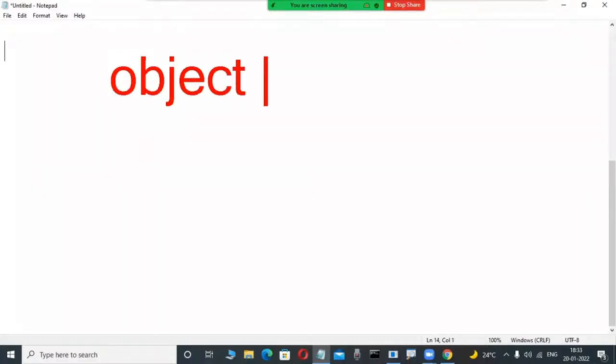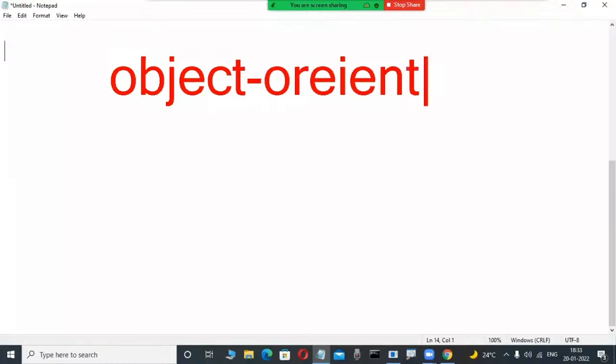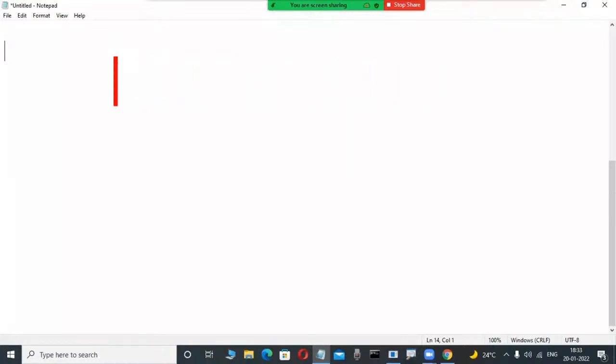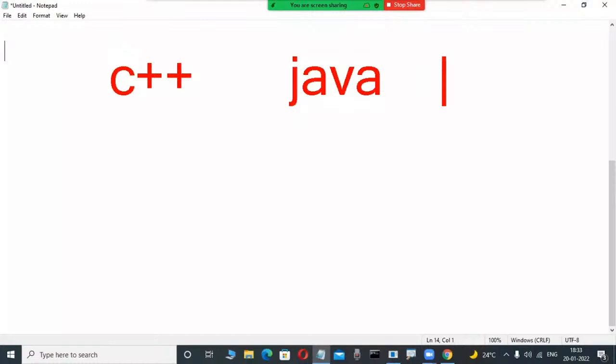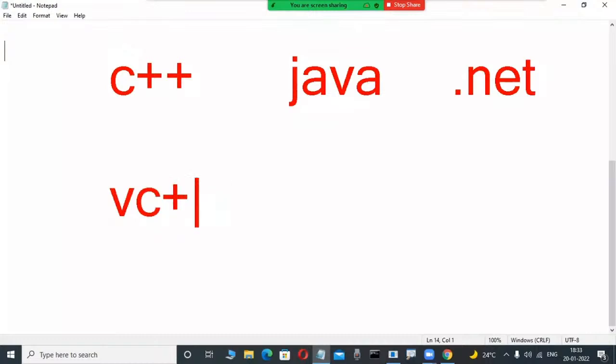Suppose so many object-oriented languages are there. A little bit of technical knowledge is there. Object-oriented languages are there worldwide. Maybe so many fellows have an idea, no? What are the object-oriented languages there worldwide? C++ is an object-oriented language. Java is a popular object-oriented language. C# .NET is an object-oriented language. VC++ is an object-oriented language. That's why so many object-oriented languages are there.